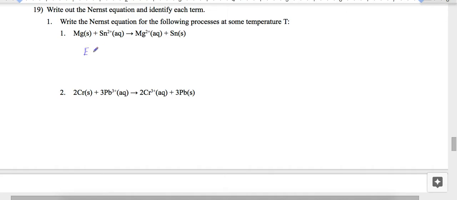The voltage of this cell is going to equal the standard voltage minus 0.0257, because of all those constants again, over n. So this is going to be over 2. Then we have the natural log of the magnesium concentration over the tin concentration. And there we have it. Products over reactants, get rid of the solids. They don't belong in an equilibrium expression. Products over reactants. So there we have it.